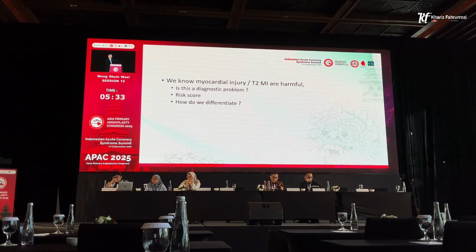So next, we know myocardial injury or type 2 MI are pretty bad, are harmful. Is this really a diagnostic problem? Is there a risk score that we can use? Or how do we differentiate reliably in clinical settings?